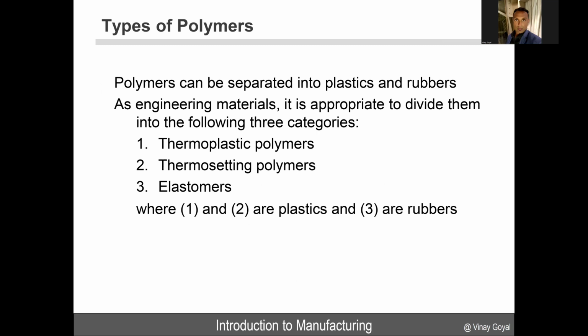Polymers can be separated into plastics and rubbers, and as engineering materials, it is appropriate to divide them into three categories: thermoplastic polymers, thermosetting polymers, and elastomers. Number one and two are considered plastics, and three are considered rubbers.